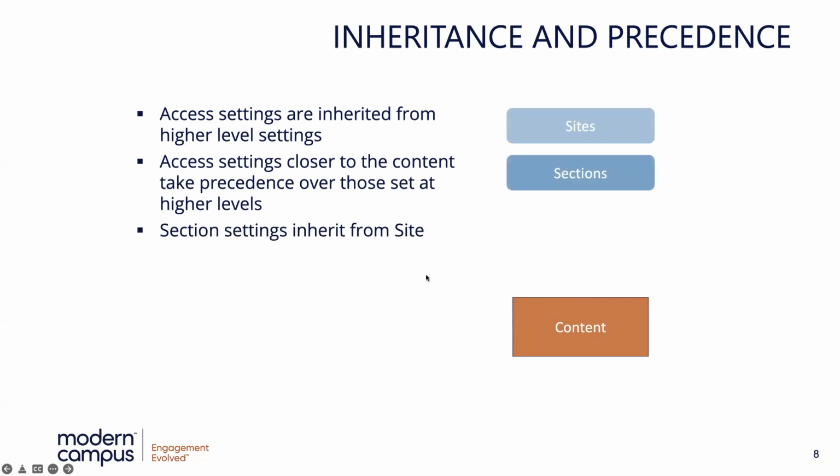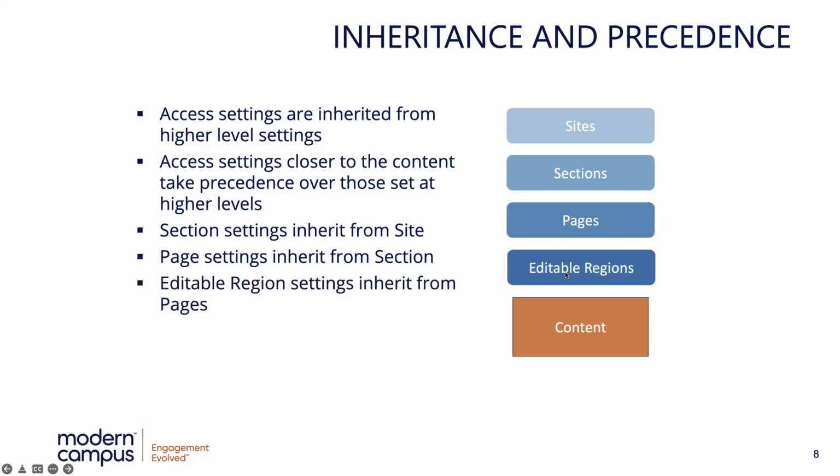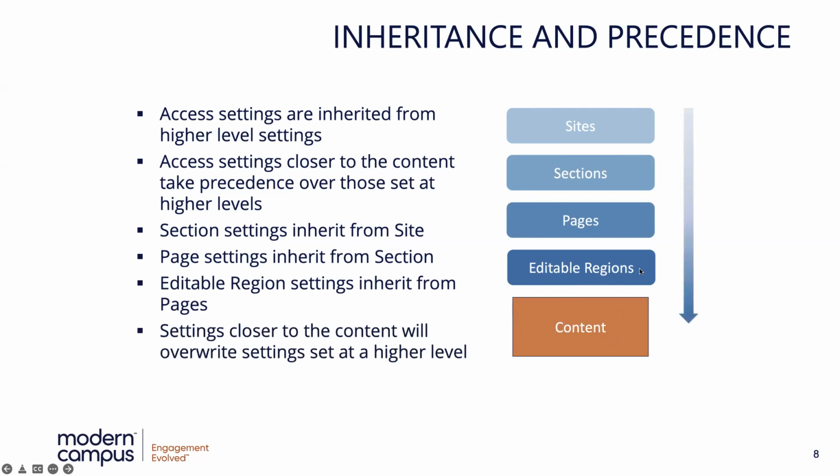Sites is going to be the top level of access. Then you have sections. Sections will inherit whatever settings you've set here. Now, if you were to change your sections, those settings will be inherited by its pages. And then if you were to change specific pages' access settings, those would be inherited by the editable regions on the page. That's our lowest level, editable regions, where you could change access, and that will take precedence because it's closer to the content. Here we see that flow going.